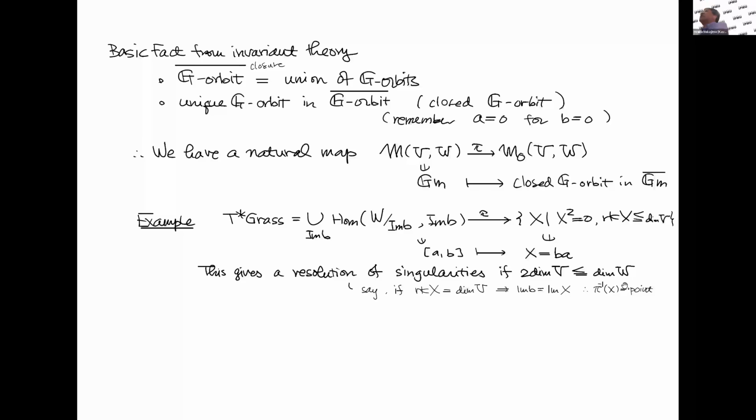I didn't explain properly why I need to assume 2 times dimension V is less than or equal to dimension W. If dimension V is too large, then you cannot have the rank of X equal to dimension V. For example, X squared is equal to 0, and because X is nilpotent, it cannot be full rank. So if V is too large, the rank of X cannot be dimension V. In that sense you should have some condition, and in fact, with a little more careful analysis, you show that this condition must be satisfied. So in this case this open subset is non-empty, and you show that this is a resolution.